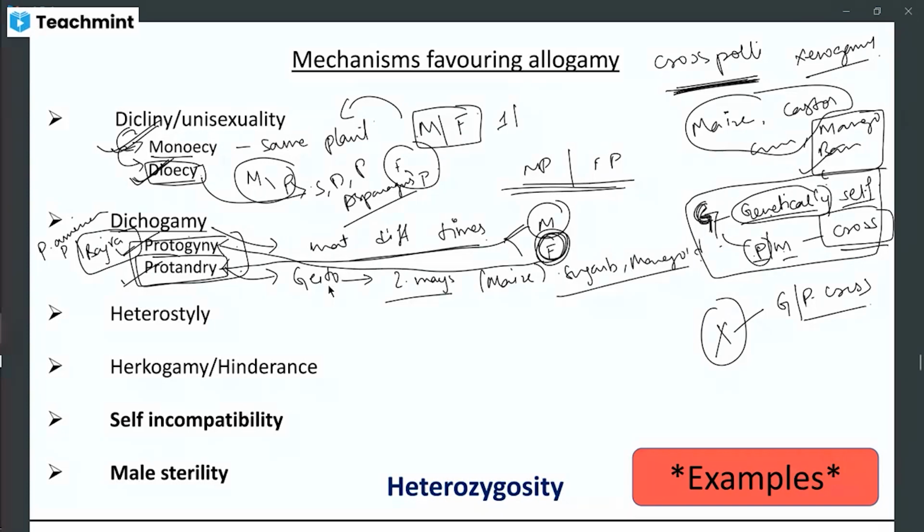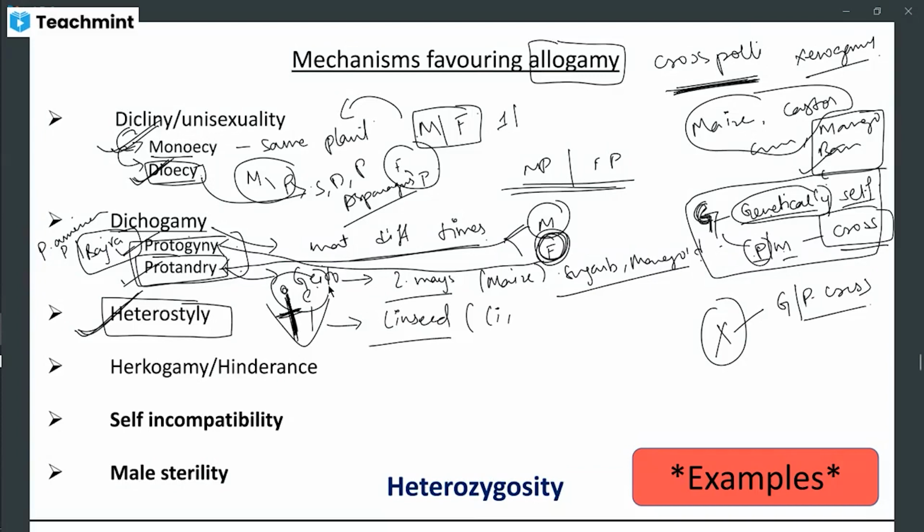Did you hear about the term heterostyly? So, what do you mean by heterostyly? Hetero means different, and style means the style, not the stigma. The length of the style is different. The styles in a flower are of different length. This mechanism also ensures allogamy. One most important example for heterostyly is linseed. The scientific name of linseed is Linum species. So this is one important example.